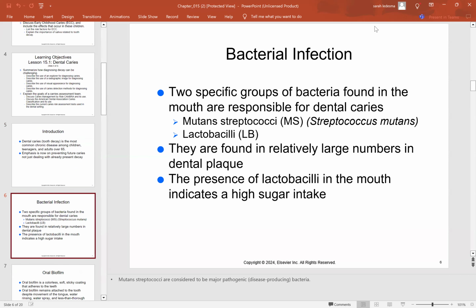Bacterial infection: there are two specific groups of bacteria found in the mouth, and these are both responsible for dental caries. They are found in a relatively large number in dental plaque, and the presence of lactobacilli in the mouth indicates a higher sugar intake.